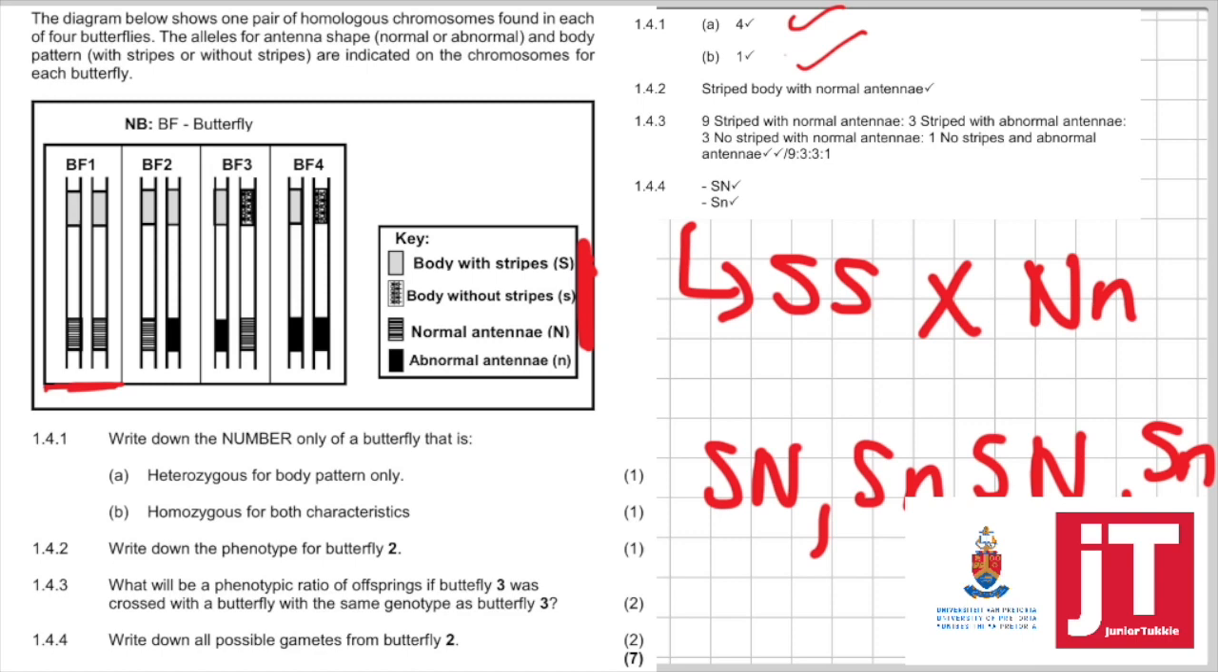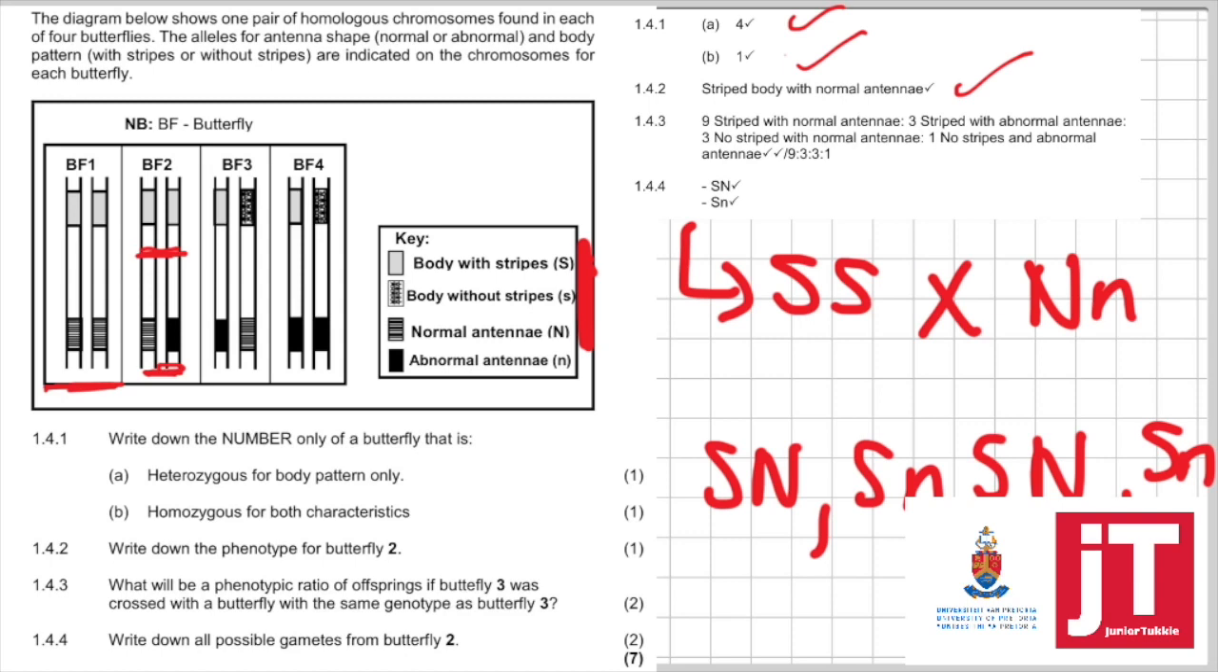Right, 1.4.2. Write down the phenotype for butterfly 2. Now, butterfly 2, can you see? It has a body with stripes, or striped body. And can you see? It has normal antenna. As you can see, using the key.